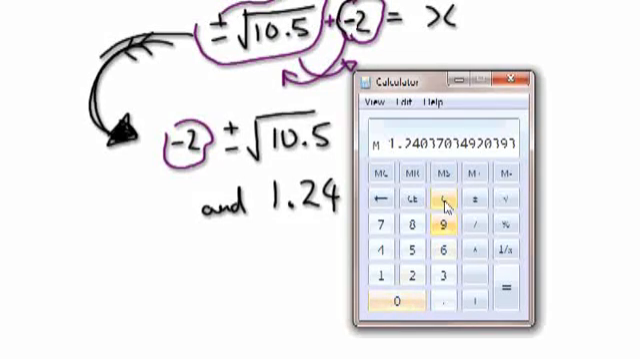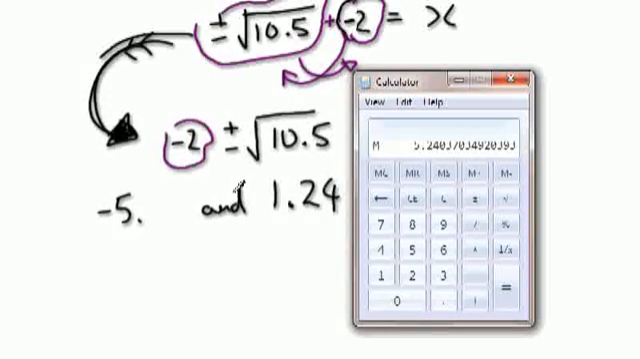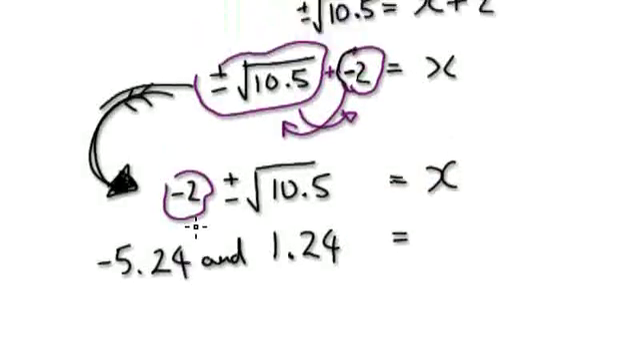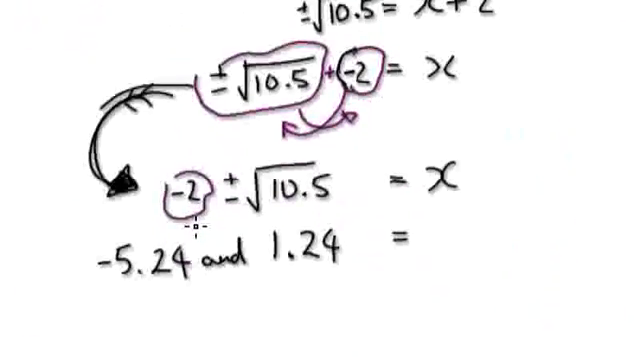And the other solution would be minus 2 minus that root 10.5. Okay, so let's clear this. So the other solution would be negative 2, and then we're going to take away root 10.5. Memory recall here equals this. So the other solution is negative 5.24.